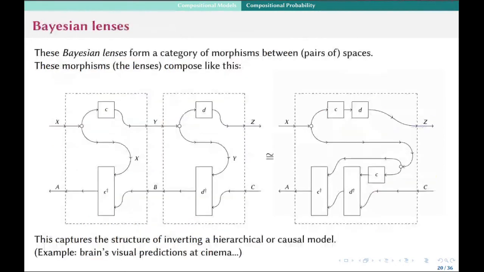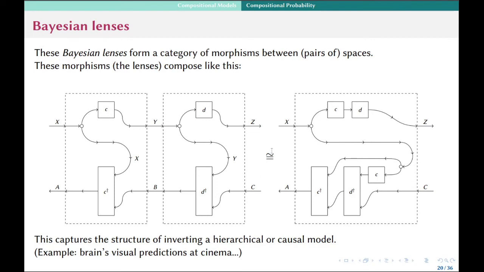I'm not going to walk us through these diagrams. It's something that we can come up to, but each of these boxes is one of these lenses, a pairing of a forwards and a backwards channel. And this just says that we can compose the forwards channels and backwards channels according to the lens composition rule, which says that the inverse of the composite channel is just given by the composite of the inversions according to this rule.